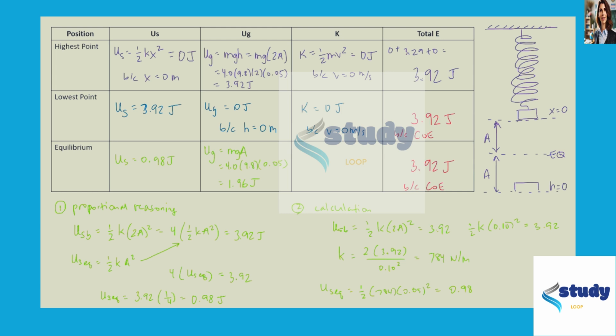So whichever way makes the most sense to you, you can do. I personally like the proportional reasoning, but that's just me. And now our kinetic energy is going to be whatever's left over, right? So we'll take our 3.92 minus 1.96 minus 0.98, and our kinetic energy here at the end is going to be that remaining 0.98 joules.